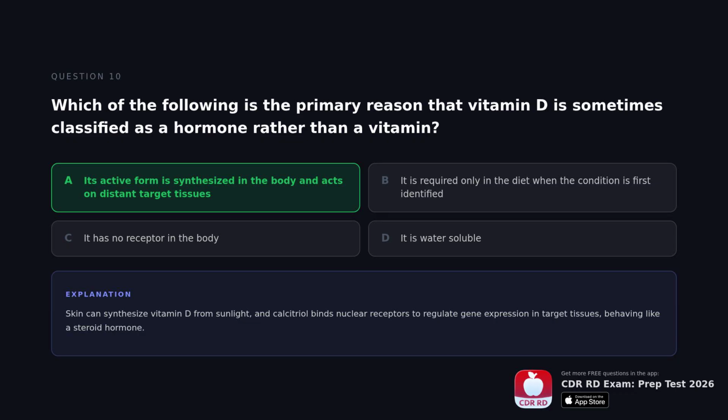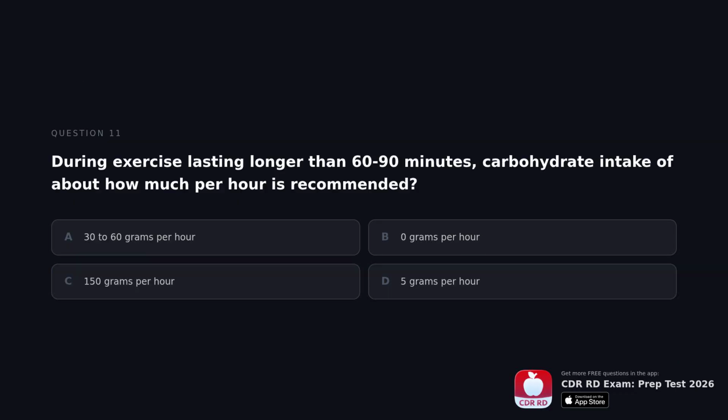During exercise lasting longer than 60 to 90 minutes, carbohydrate intake of about how much per hour is recommended? A. 30 to 60 grams per hour. B. 0 grams per hour. C. 150 grams per hour. D. 5 grams per hour.